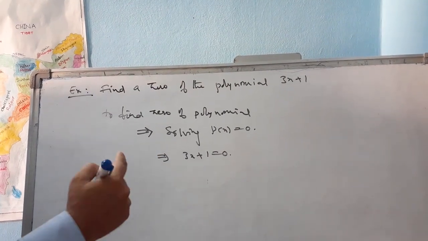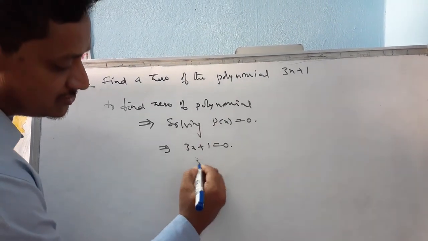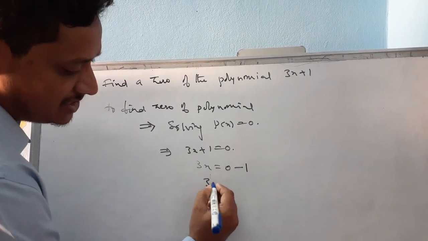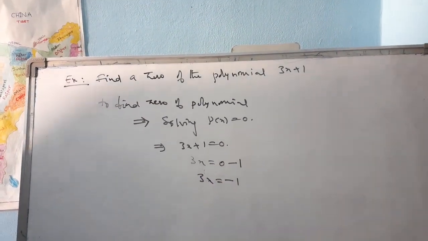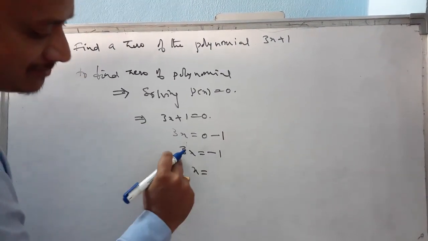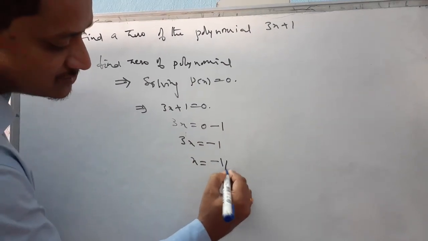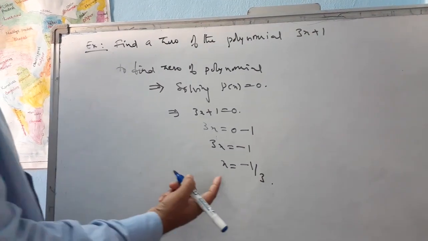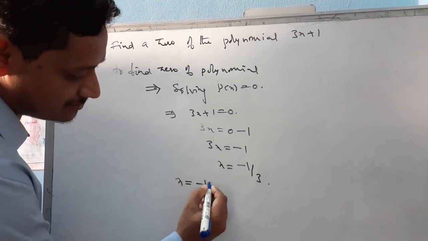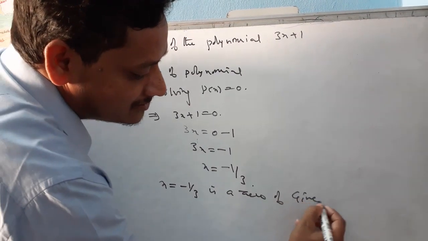Now we have to solve this equation. So 3x, now bring 1 to the right side. So 3x is equal to, the plus 1 becomes 0 minus 1, so 3x is equal to minus 1. Here 3 also we have to bring to the right side, so x is equal to minus 1 by 3. So x is equal to minus 1 by 3 is the zero of the given polynomial.